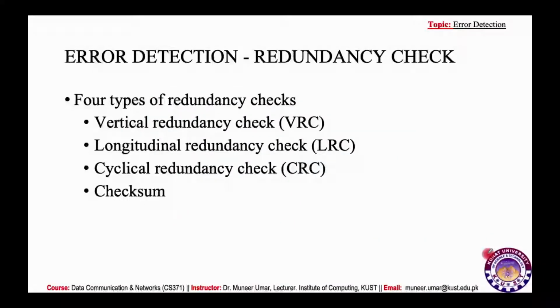There are four types of redundancy checks. The first one is vertical redundancy check, VRC. The second one is LRC, longitudinal redundancy check. Then we have CRC, cyclic redundancy check, and the last one is checksum. We will study all these in the coming slides.